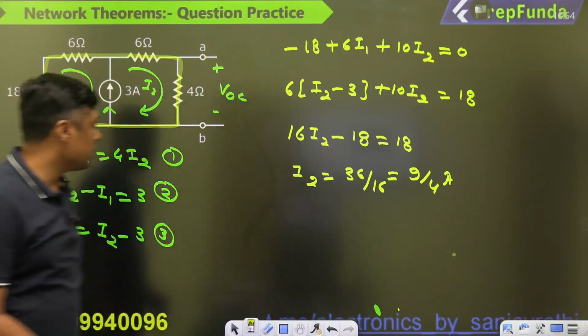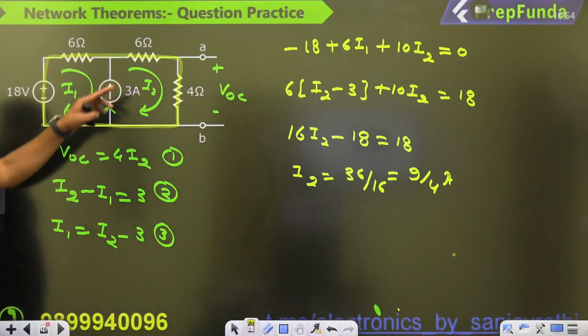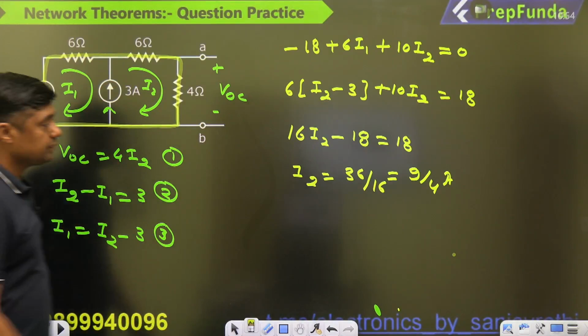9 by 4 ampere. So what is the VOC? 4 times of I2.